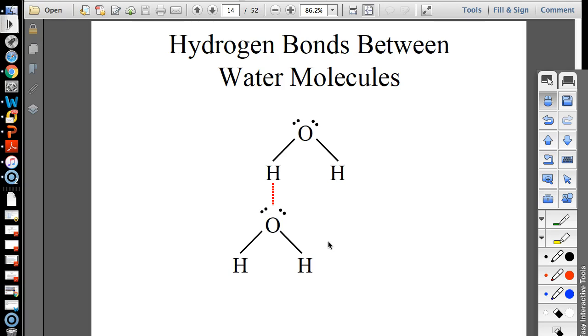So let's look. I'm looking for hydrogen bonds. I need a hydrogen in the middle of the sandwich. I need a line connected to a fluorine or oxygen or nitrogen. And then I need an interaction here that may or may not be pictured. And then an oxygen, nitrogen, or fluorine with a lone pair. And I do have it. And that's the hydrogen bonds in water.